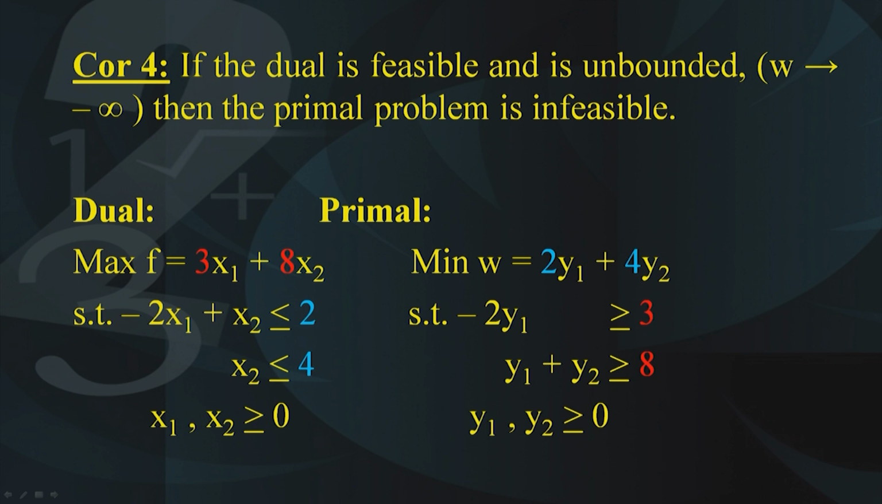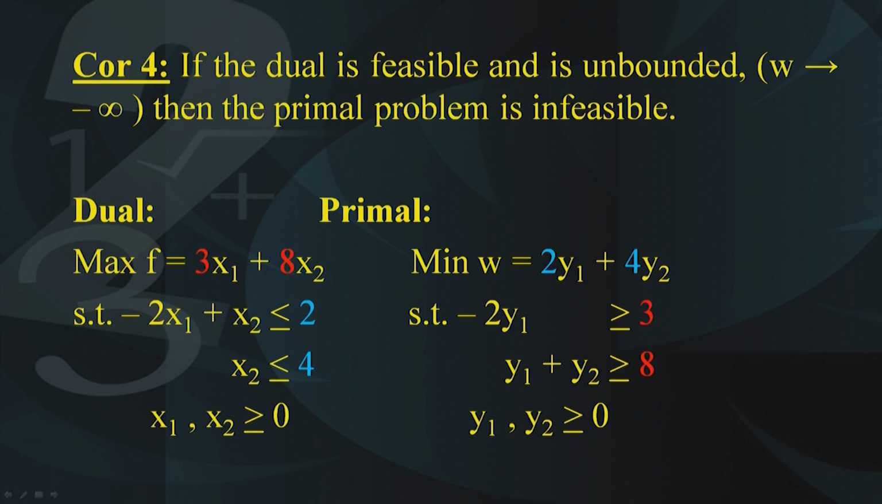Okay, the corollary number 4. If the dual is feasible and is unbounded, that is, W goes to minus infinity, that is, it is unbounded in the negative direction, then the primal problem is infeasible. So, here again, let us look at this dual and its corresponding primal.